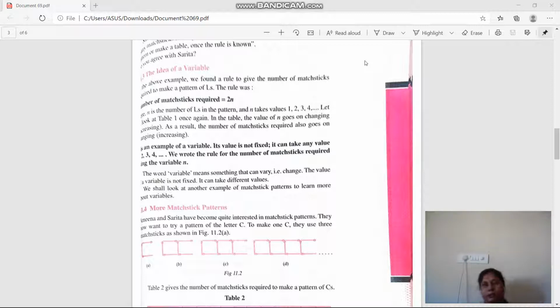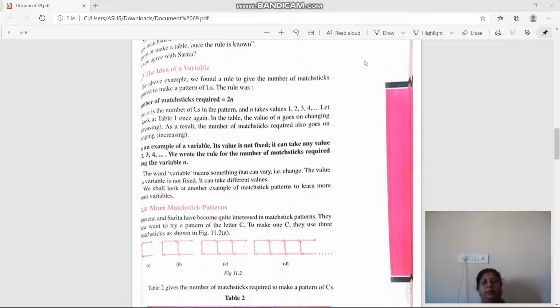Now in Amina, Sarita and Appu's example, what did we discuss? We discussed the number of matchsticks required to form the L. Here n is the number of L's in the pattern. n takes the value 1, 2, 3, 4. Let us take table 1 once again. In the table, the value of n goes on changing. As a result, the number of matchsticks also goes on changing.